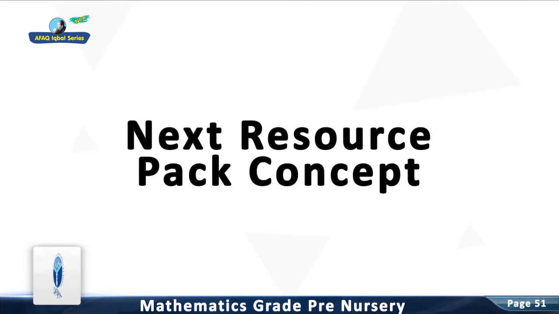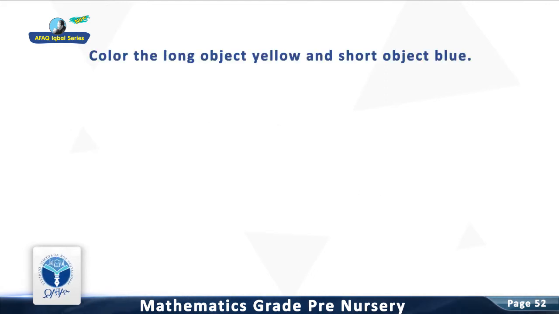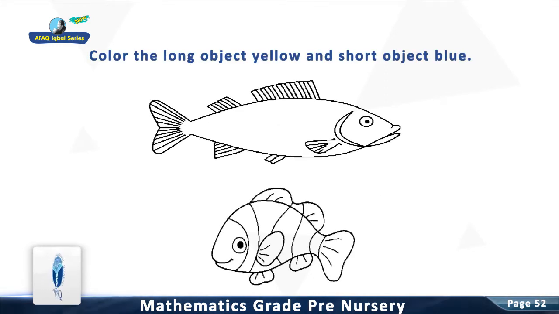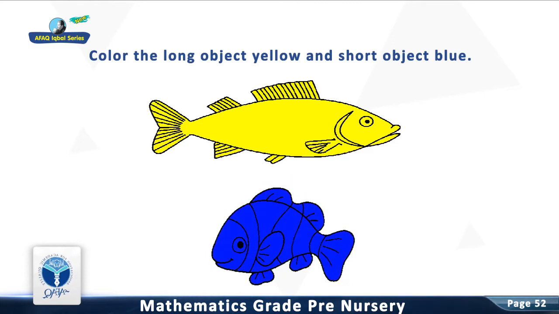Now we move to the next resource pack concept. Color the long object yellow and the short object blue. Good. The first fish is long while the second fish is short. Color the first fish yellow and the second fish blue.